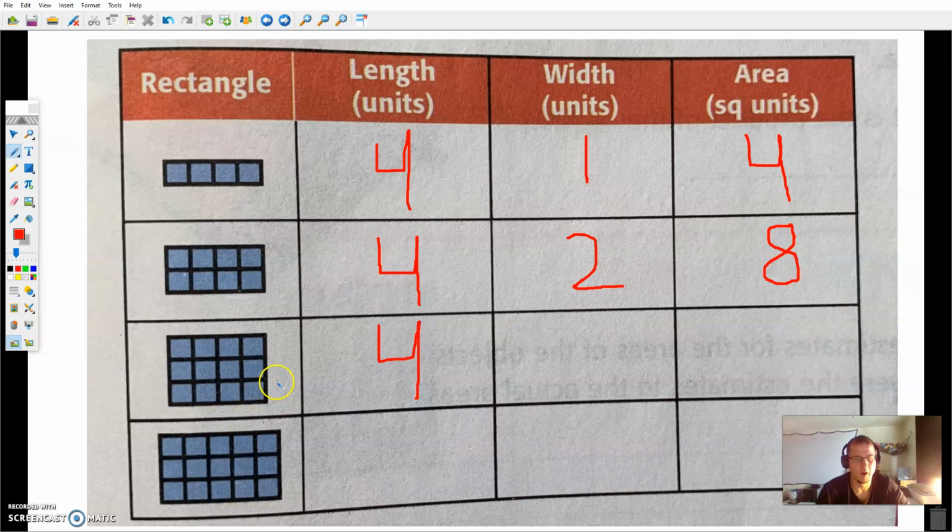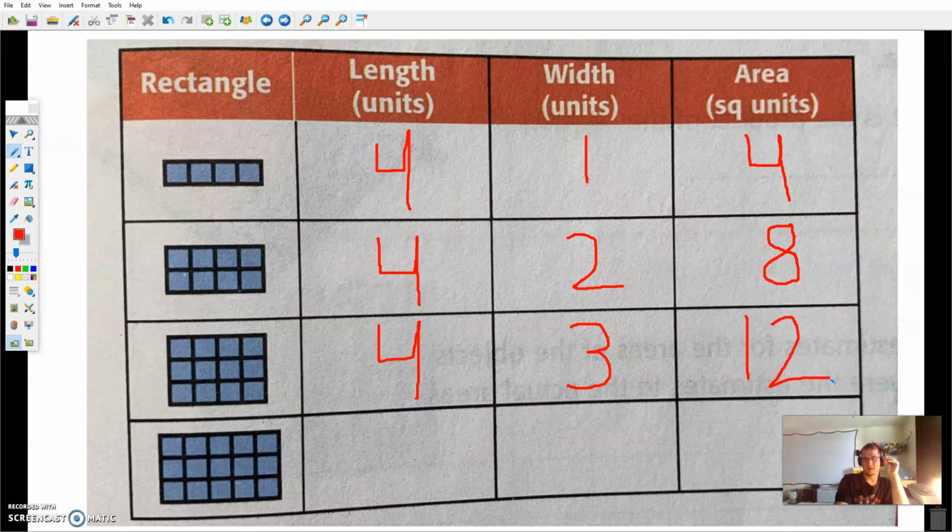This time we are 1, 2, 3 units wide. And if we were to count, we would have 1, 2, 3, 4, 5, 6, 7, 8, 9, 10, 11, 12 units. I want you to take a look at those numbers before we get into that last box down there.